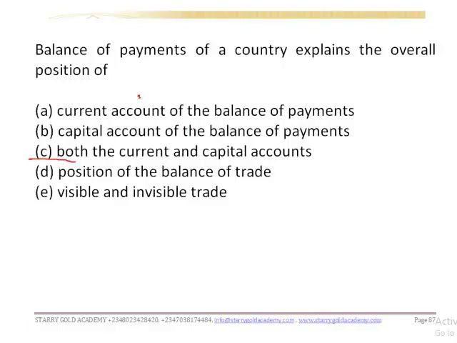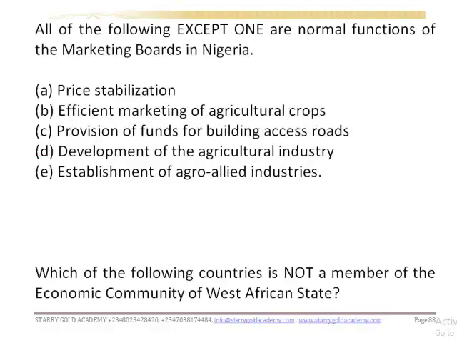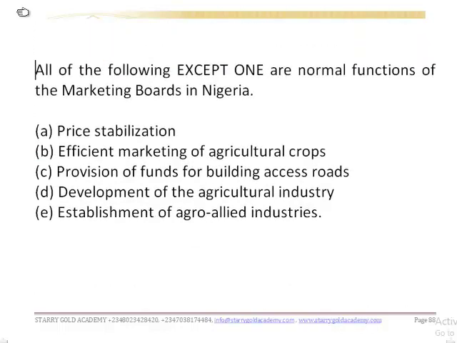The next question says: all of the following except one are normal functions of marketing bodies in Nigeria. Option A, price stabilization. Option B, efficient marketing of agricultural crops. Option C, provision of funds for building roads accessible to the development of the agricultural industry and establishing agro-allied industry.